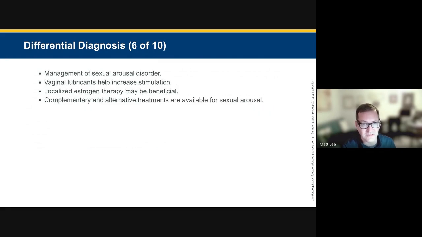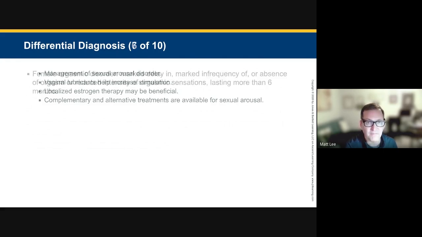Vaginal lubricants, estrogen, complementary and alternative therapies. The book talks about it. Again, is that what you're going to reach for right away with your primary care clinic? Probably not. I think vaginal lubricants, estrogen therapy is probably right in your wheelhouse.